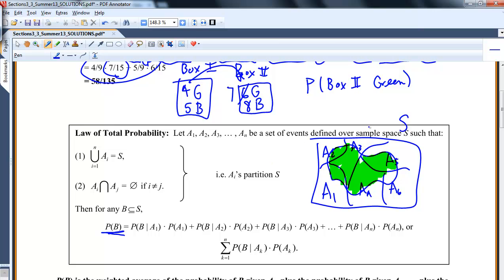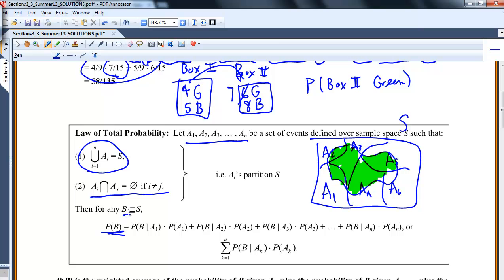So to be able to use this theorem, what you need is a sample space S, where the union of all these mutually exclusive A's makes up S. So again, just imagine this picture, and all this says right here is that every Ai and Aj intersection is empty. There are no intersections of any of these events.